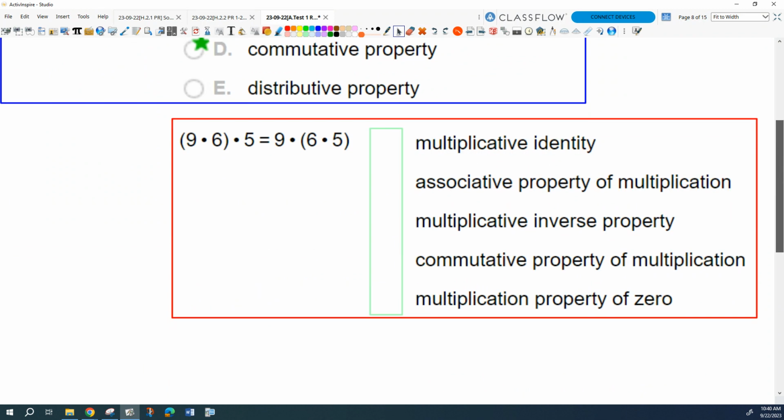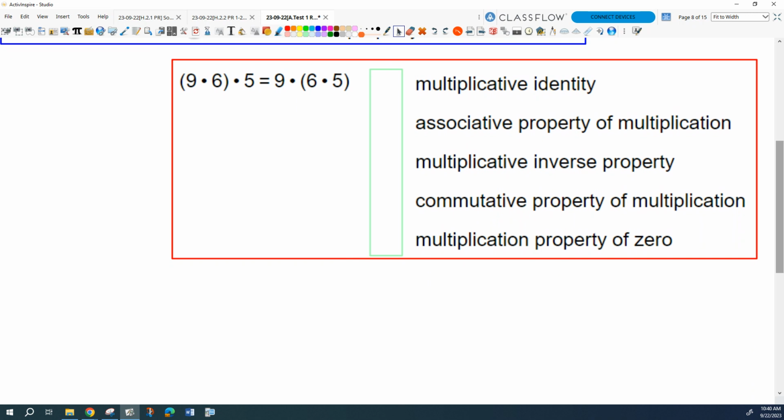Okay, what about this one now? Think about this. I've got how many things being multiplied there? 3. And what have I done to move from the left side to the right side? Okay, I regrouped them, didn't I? This is a grouping issue. I changed the numbers that we grouped together first. In the first case, we grouped the 9 times 6, get an answer, multiply by 5. In the second case, we grouped the 6 times 5, so we multiply that first and then times 9.